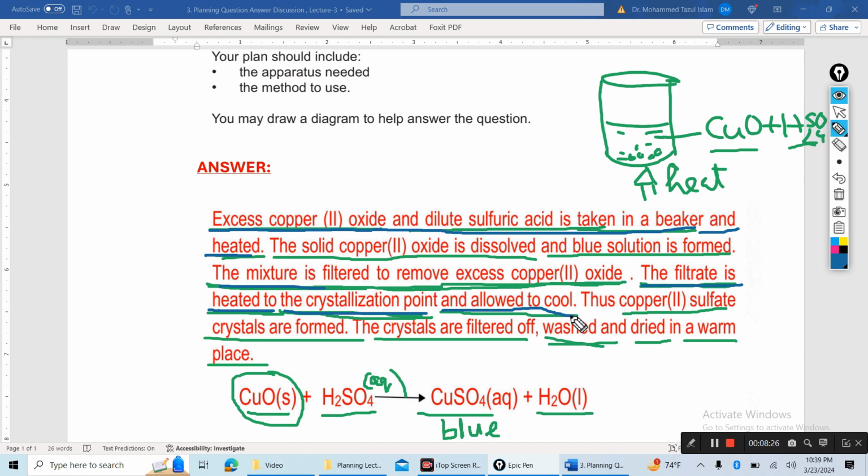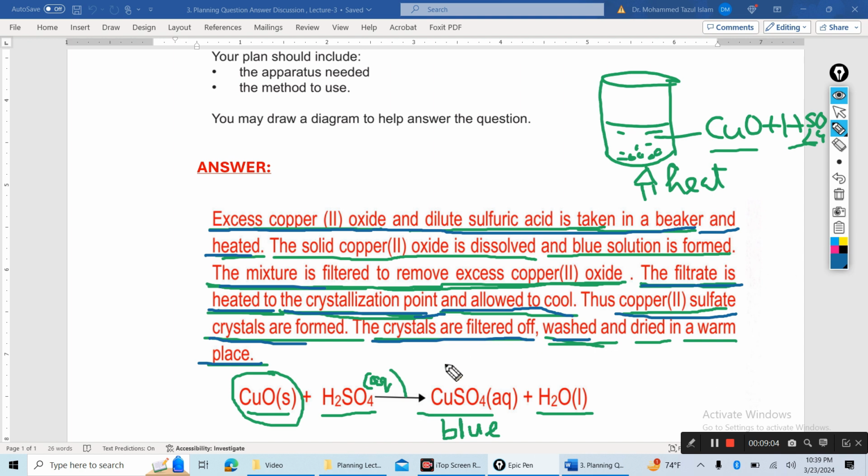When you see crystals starting to form, you can understand that the solution has become saturated, and this is known as the crystallization point. After reaching the crystallization point, you stop heating and allow it to cool. After cooling, you will see copper 2 sulfate crystals are formed. Then the crystals are filtered off, washed and dried in a warm place. Then you will get pure copper 2 sulfate crystals.